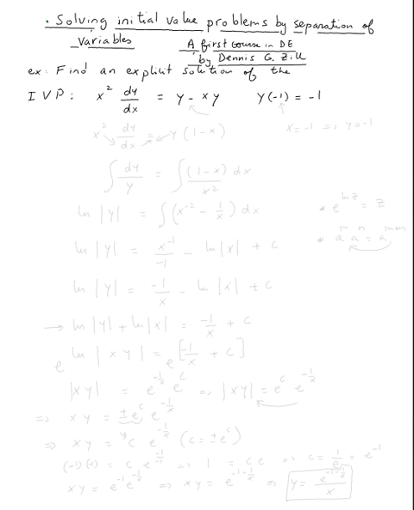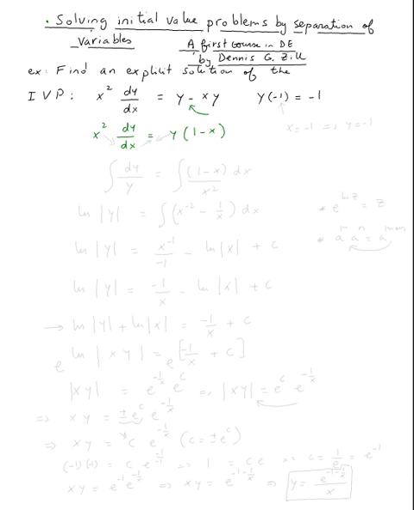Alright, so first what we do is we want to separate the x's and dx's and y's and dy's. Before we can do that, if you notice, you want to factor the y. So if I factor the y, x squared dy/dx equals y times (1 minus x). So I'm separating the y's and the x's already.